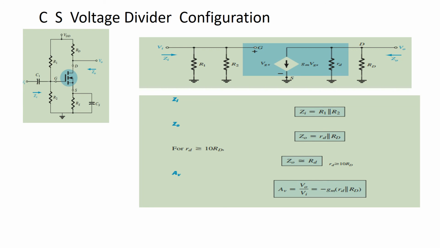So voltage gain Vo upon Vi, here little effort you will have to take. That is, you will have to find the voltage drop, the relation of the output voltage with the input voltage, and then take the ratio of Vo upon Vi. So try to understand. First, you find out the output voltage of the network, find out the input voltage of the network, find out how Vo and Vi are related, and then take the ratio of Vo upon Vi.